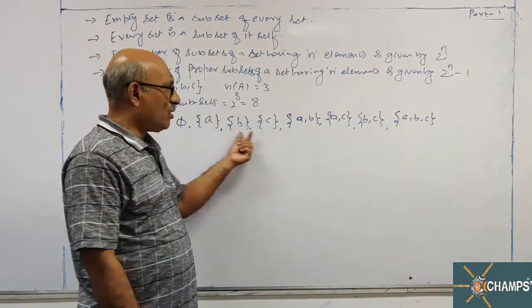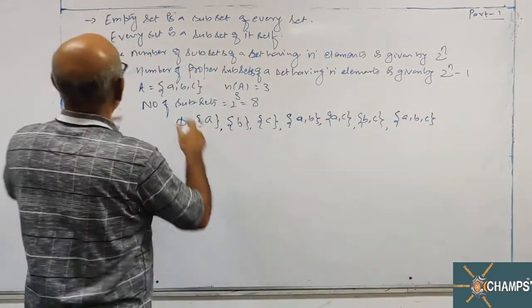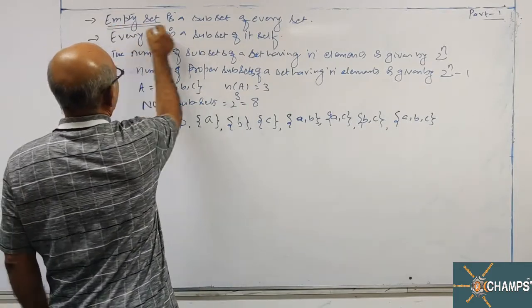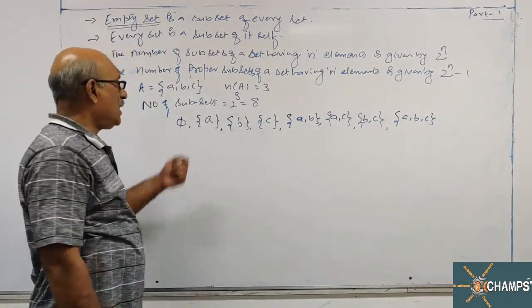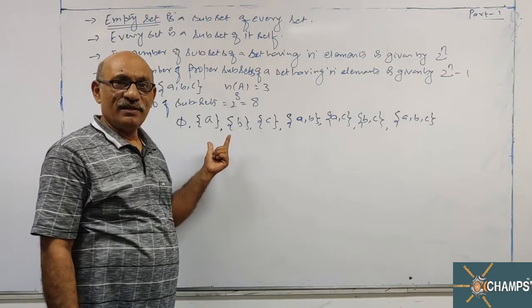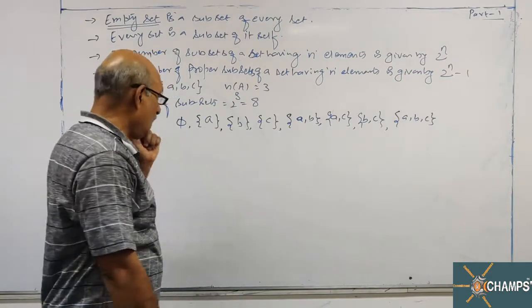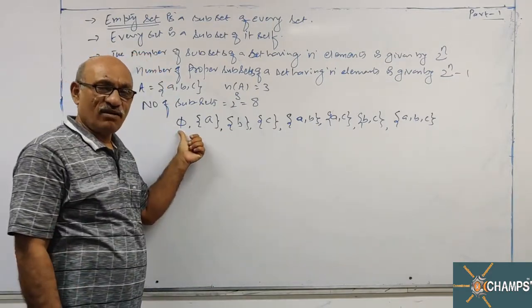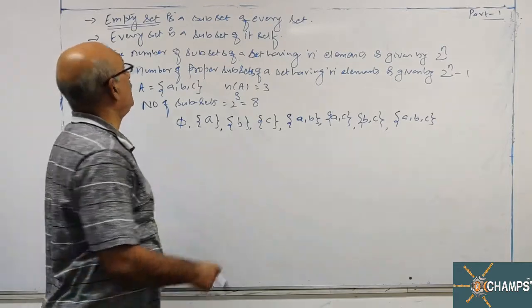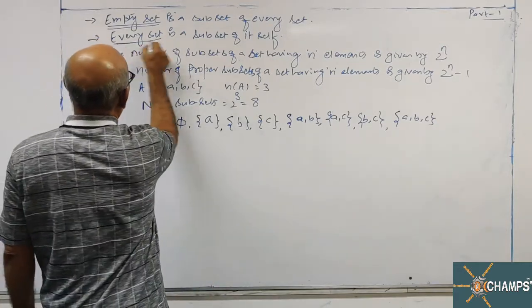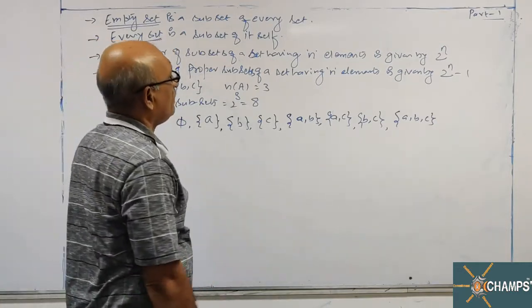Okay, these are all the subsets we have. Look at the first point. Empty set is a subset of every set. Not selecting any element is also a process. So empty set is a subset of every set. Next, every set is a subset of itself.